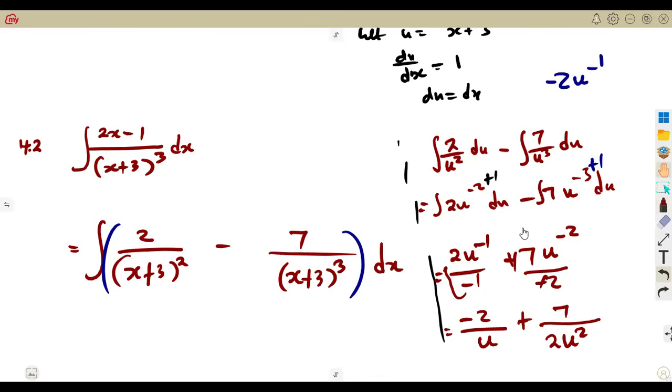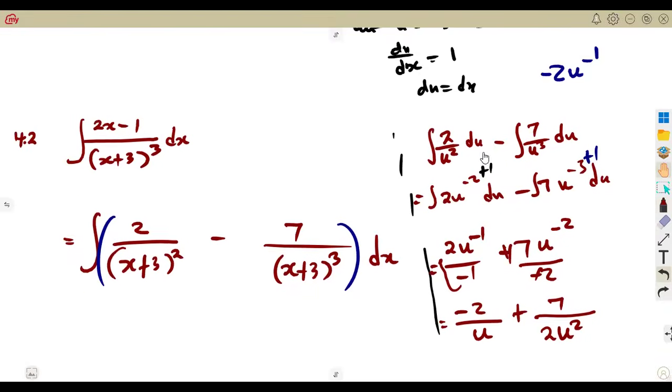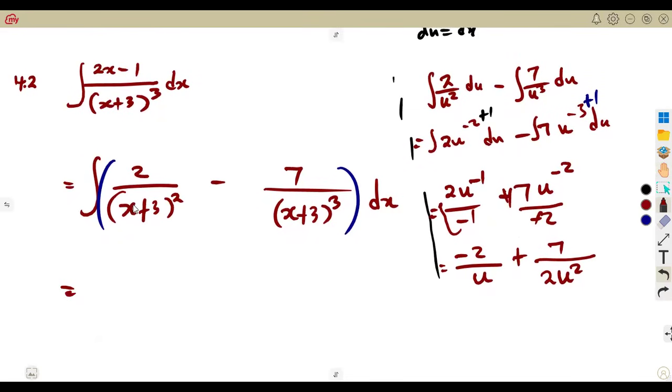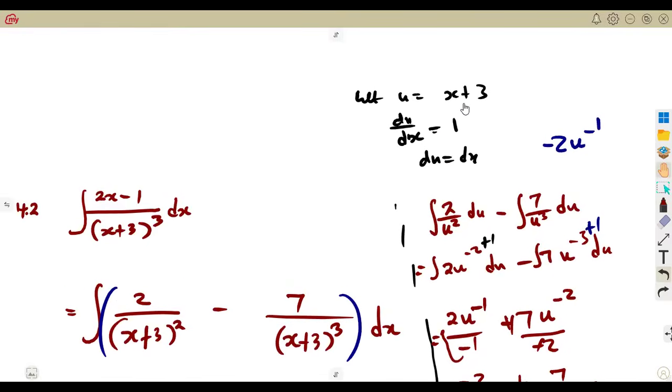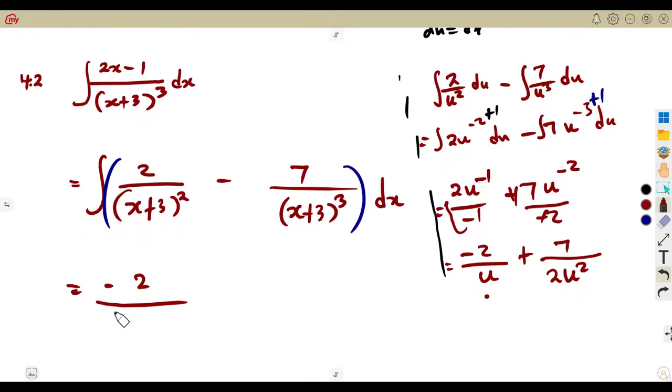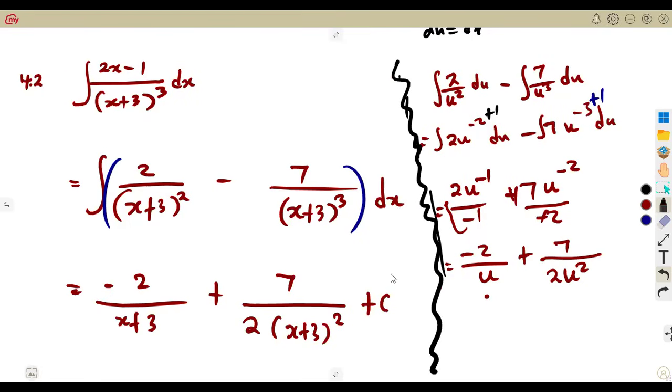So with the u that we had, which is x plus 3, you're going to substitute now. So this whole integral is going to be minus 2 over u. What is our u? Remember, we said let u be x plus 3. So that's minus 2 over x plus 3, plus 7 over 2u squared, remember our u, x plus 3 squared, plus the constant of integration. So that can actually allow us to integrate by the substitution method.